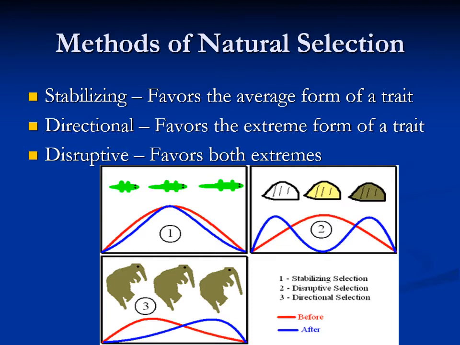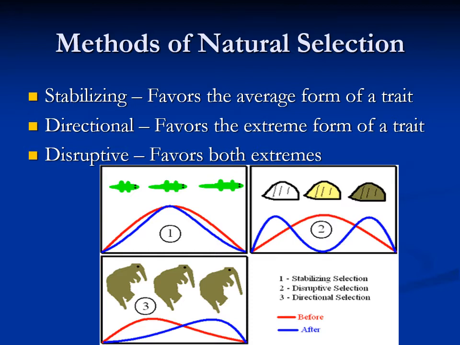Then we got directional, and like the name says, this is when evolution goes off in one direction. So it favors one extreme form of a trait. So I did this with anteaters. So the ancestors of anteaters, we know from fossils, had shorter snouts. And anteaters have really long snouts because they're eating things like termites and ants that either live deep in the ground or in termite mounds that are built up really high. So these guys have these long snouts, and their ancestors were smaller.